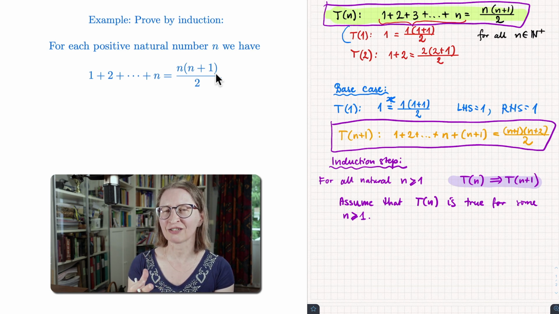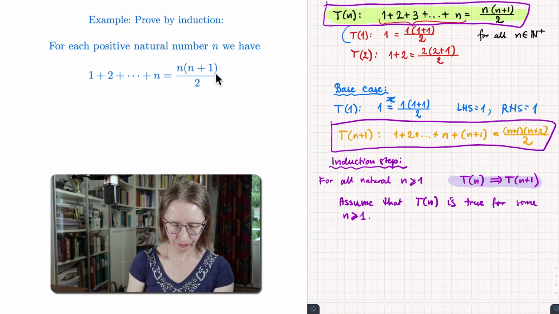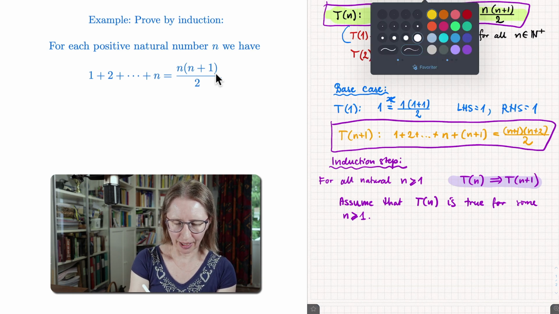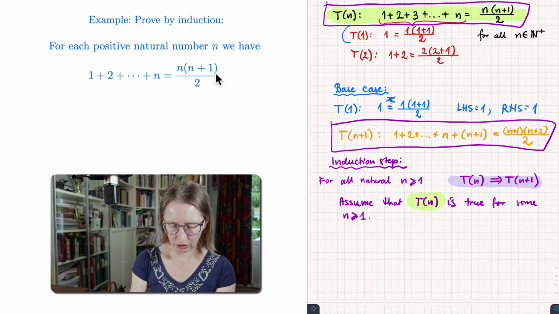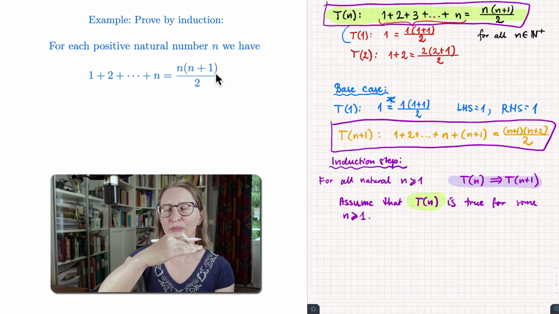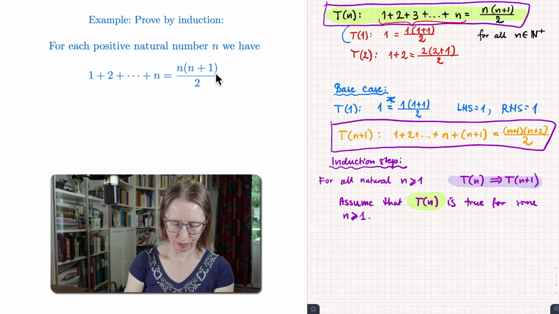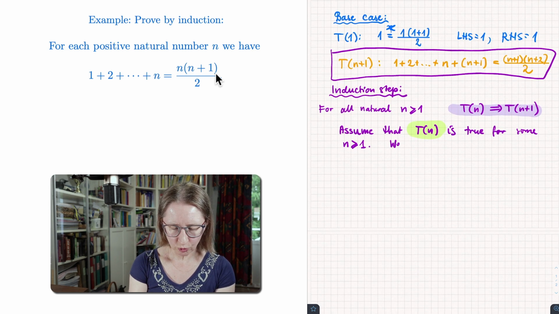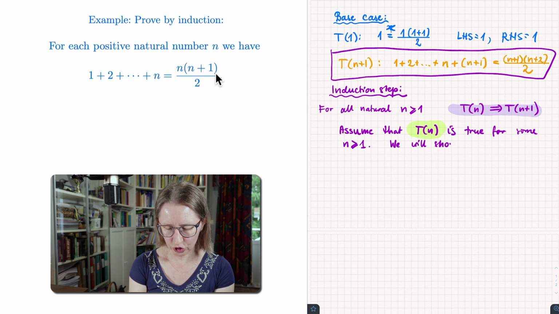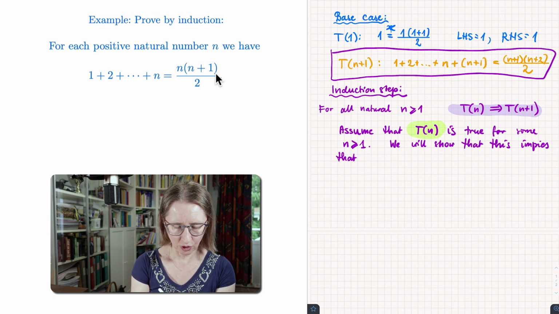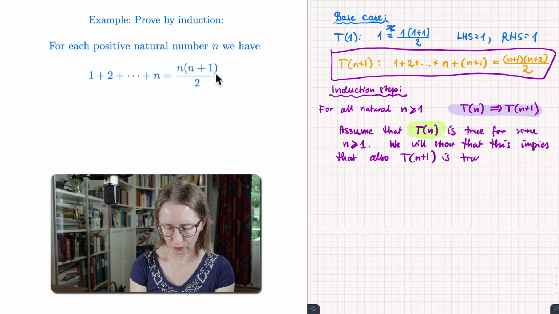We know that at least for n equal to 1, this statement is true because we have verified t of 1. So now I will mark it by the same green color so that you know that it's the statement above on the iPad, which is true by assumption. So this is our induction assumption. We will show that this implies that also t of n plus 1 is true.